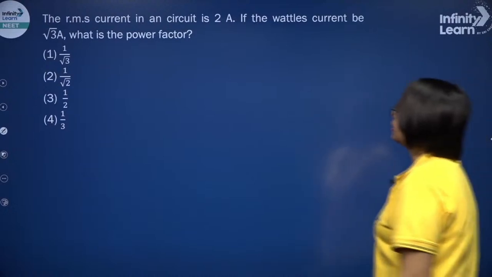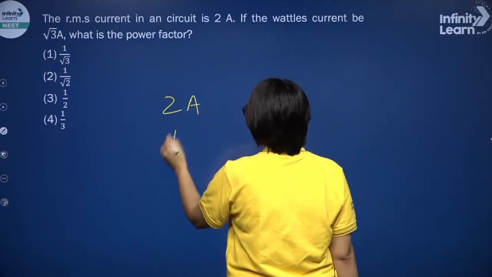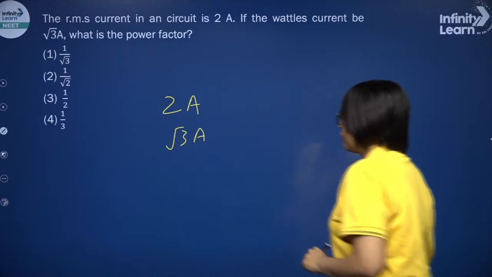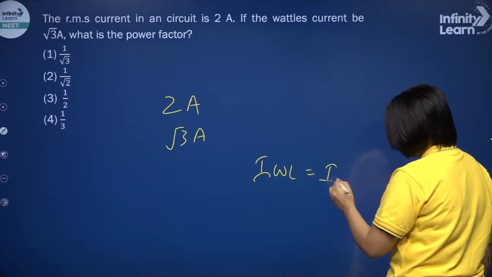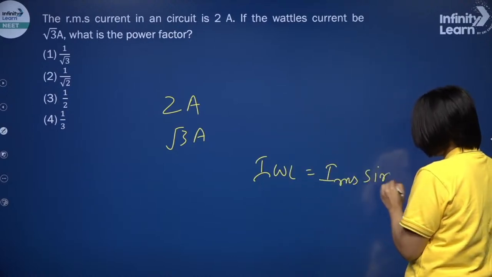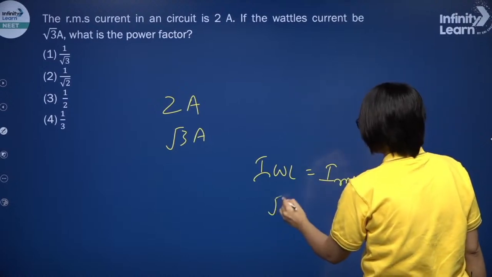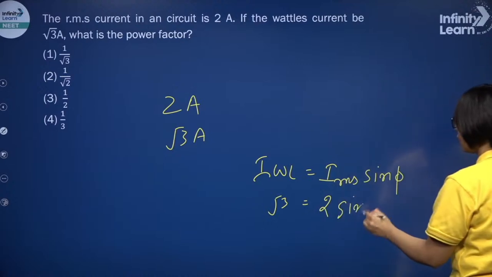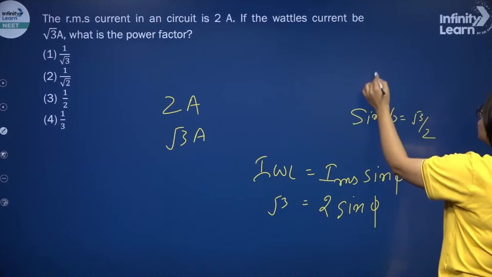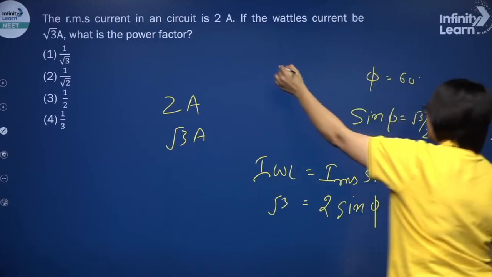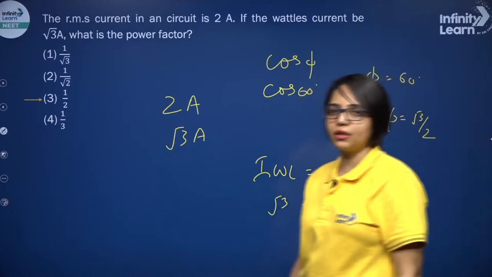Next is the RMS current in an AC circuit is 2 ampere. The wattless current is root 3 ampere. What is the power factor? Okay, we need to find the power factor. So wattless current is given as I RMS into sin phi. Wattless current is root 3, I RMS is 2 into sin phi. So sin phi is root 3 upon 2, and it is root 3 upon 2 when phi is 60 degree. Power factor is cos phi, so it is cos 60 degree, which is 1 by 2, option number 3.